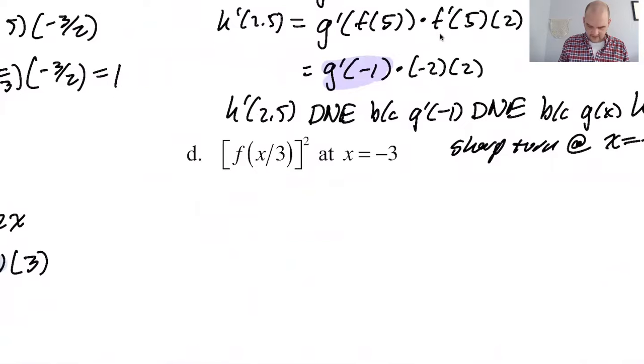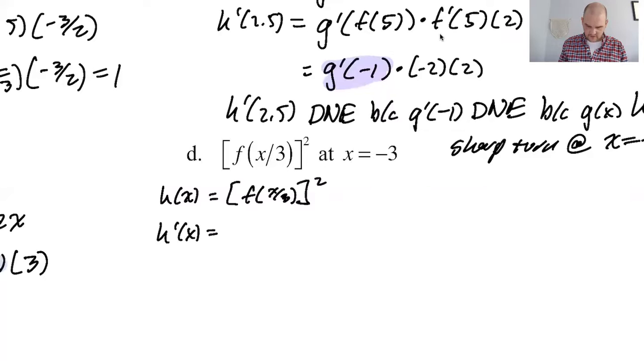Let's define this as h of x. My inclination, if I only see f of x, is to define the function as g of x, but g of x is involved in this problem, so you do not want to do that. So I'm going to call it h of x and follow the size of the brackets and parentheses. So h prime of x: something squared is 2 times that thing to the first power. The derivative of f of something is f prime of that thing. The derivative of x over 3 is 1/3.